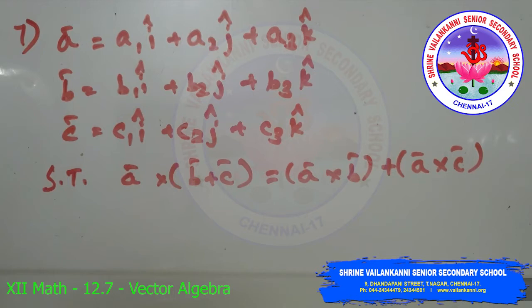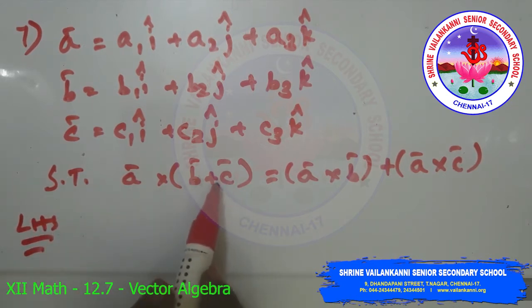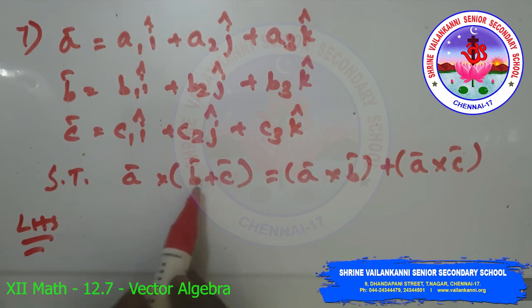Seventh question: let the vectors A, B, C be given as A1i + A2j + A3k, B1i + B2j + B3k, C1i + C2j + C3k. Then show that A cross (B + C) equals A cross B plus A cross C. Using the left hand side, first we add B and C and then use the cross product.